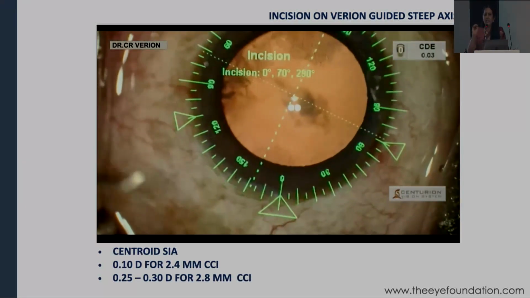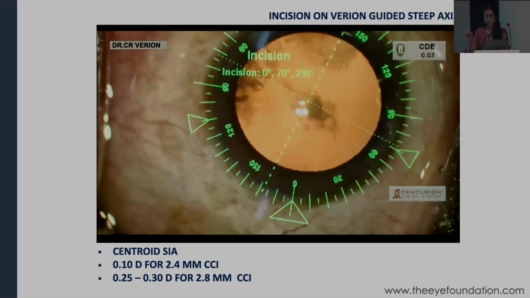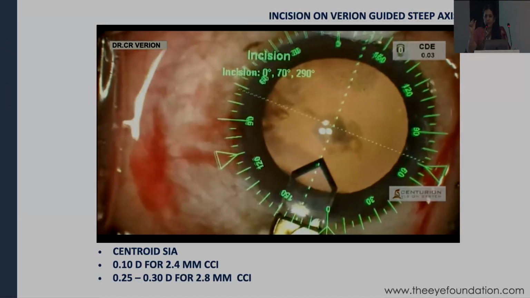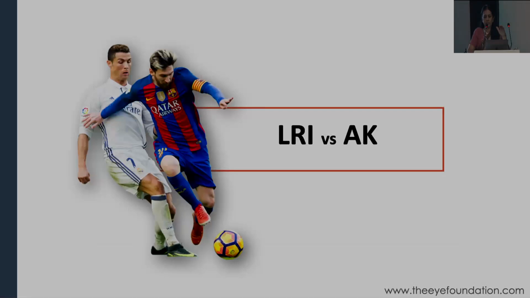Now, when I say incision on the steep axis, it is after making your 2 side ports. There was a belief that if you make an incision on the steep axis, it will bring down the astigmatism by 0.5. But nowadays, we understand the term called the centroid value, wherein it has been calculated that for any incision less than 2.4, the astigmatism induced is only 0.1. And if your incision is going to be more than 2.4, maybe up to 2.8, then the astigmatic impact could go up to 0.3. So nowadays, there is absolutely no need for us to measure or calculate our surgically induced astigmatism.